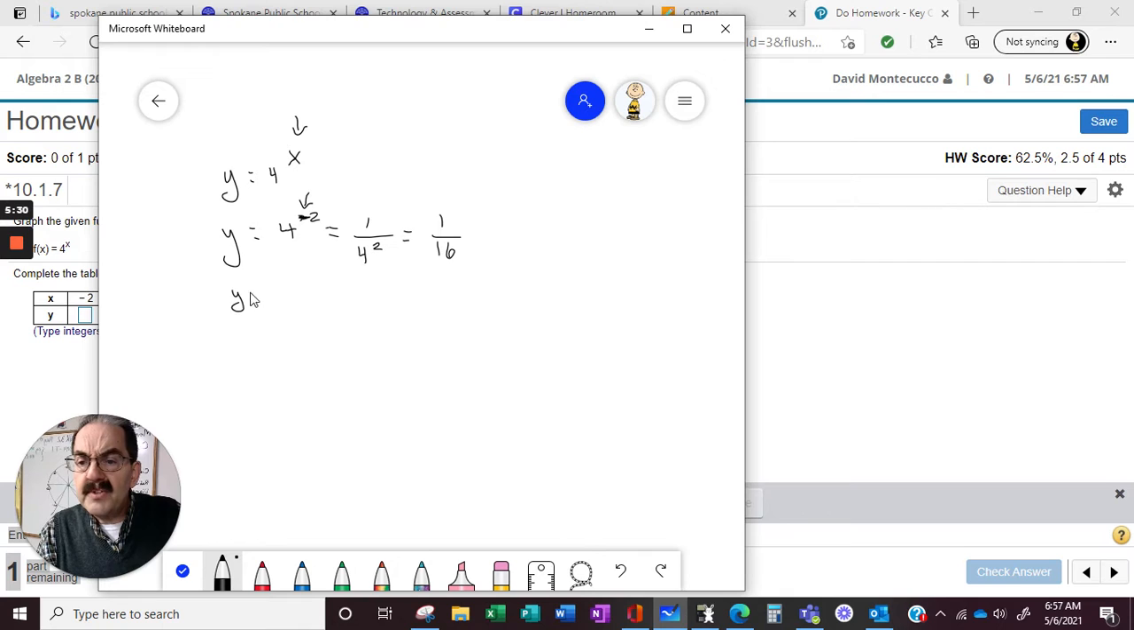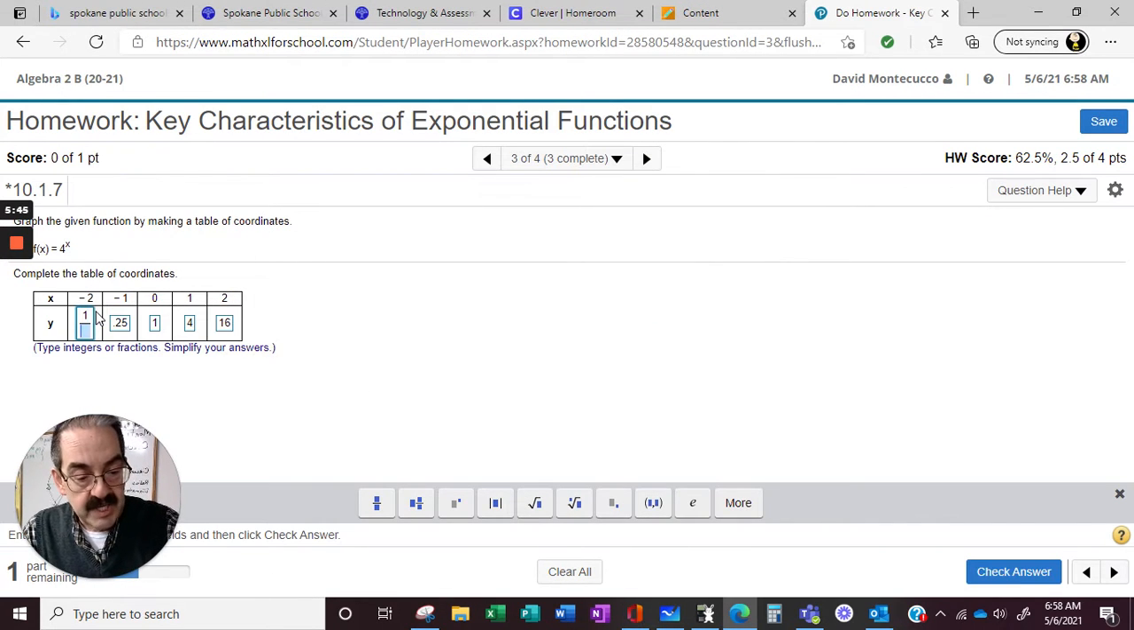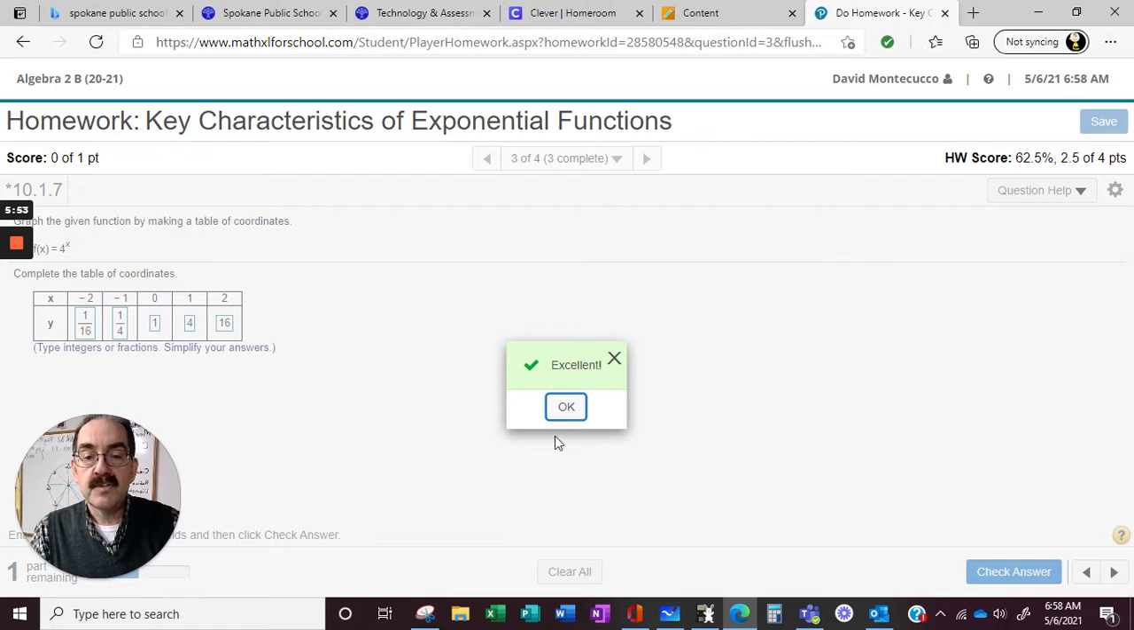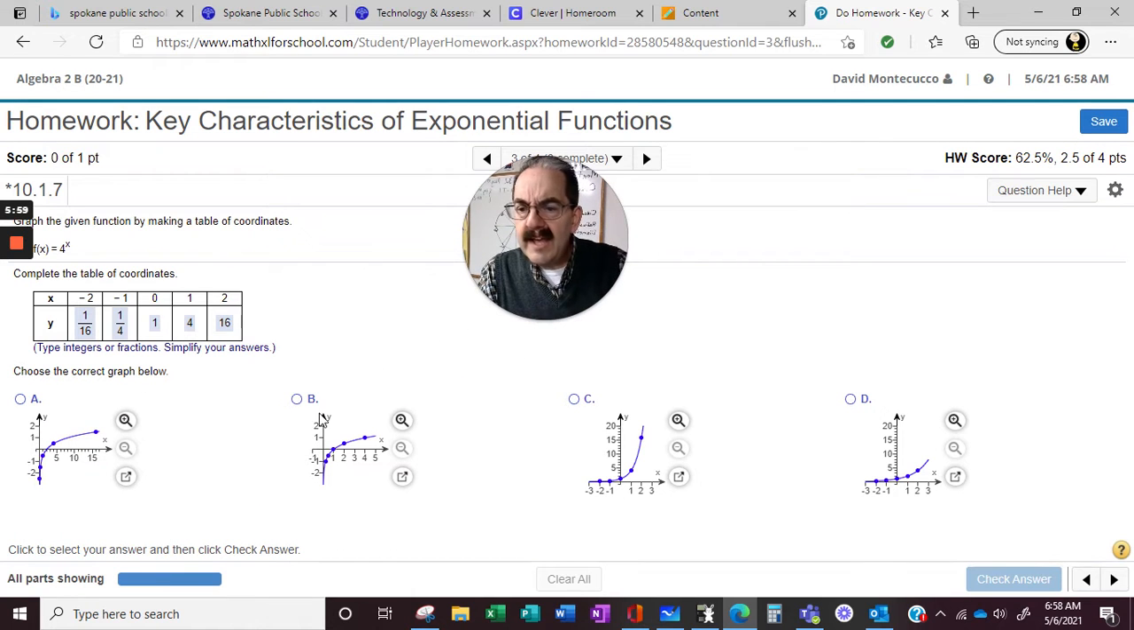While we're here, let's do the next one. 4 to the negative 1. We don't like negative exponents. 1 over 4 to the 1, which is 1 over 4. So I put the decimal equivalent in. They didn't want that. So 1/16. 1/4. Okay? So hopefully that's helpful. We go to graph it, and it's a decay.